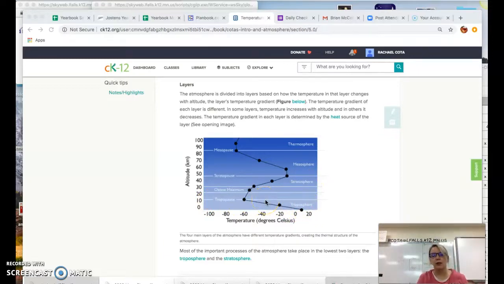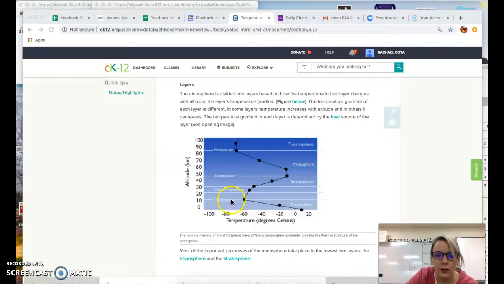And it's not like if you were rising up through the atmosphere, all of a sudden you'd hit the tropopause and hit your head. It's an imaginary line. It's just the boundary that scientists identified as the difference between the troposphere and the next layer up, which is the stratosphere.